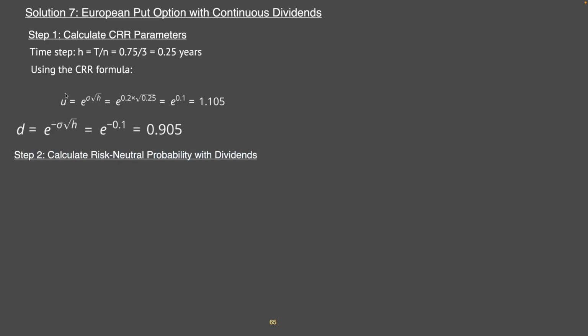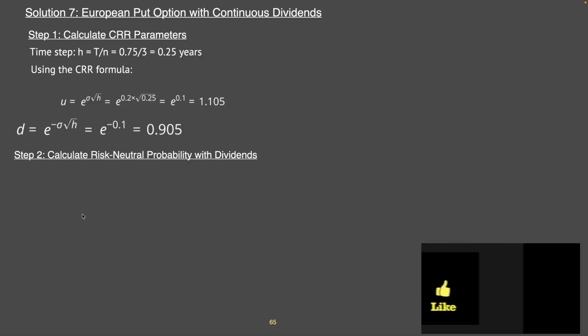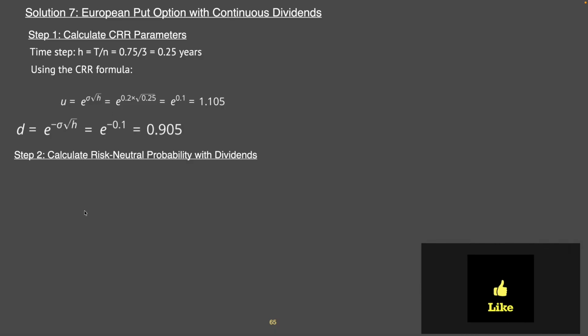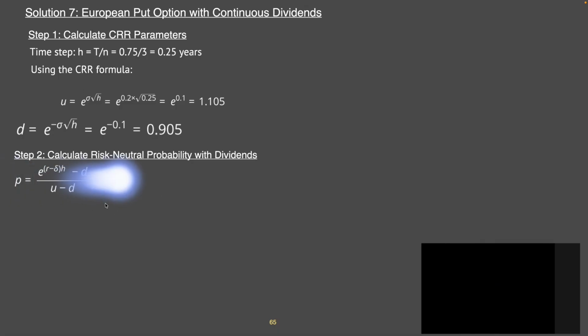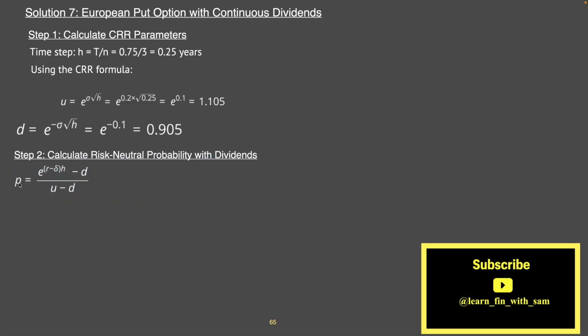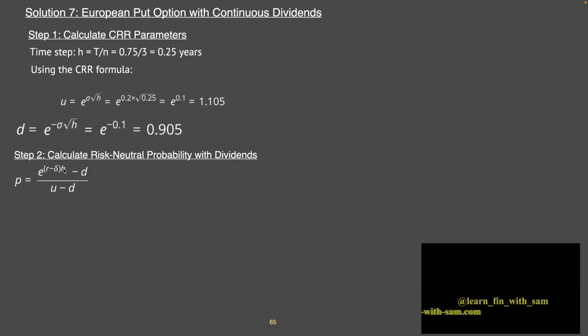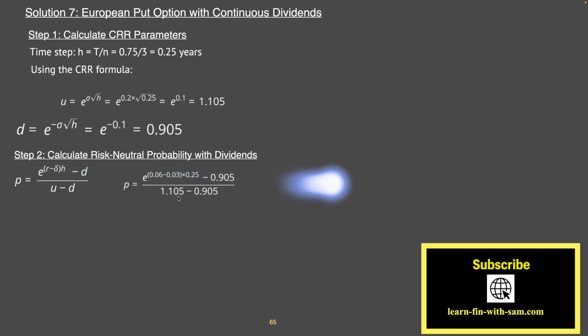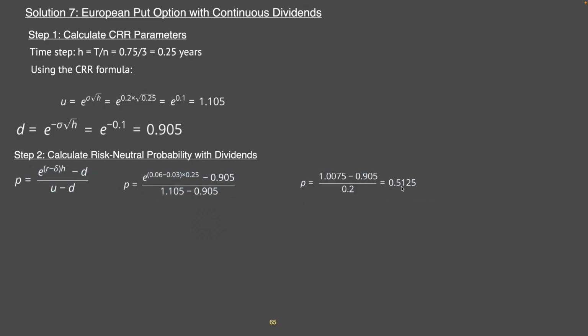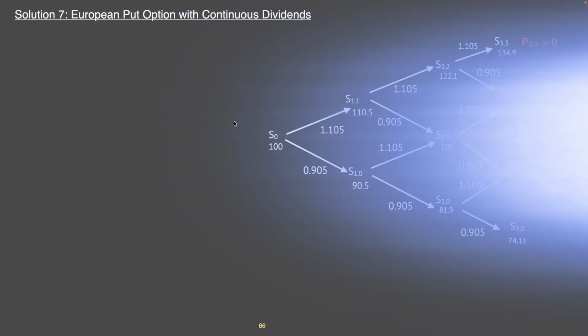Now we have the value of u, we have the value of d, we have the risk-free interest rate, we know capital T, which is 0.75. So we can easily calculate the risk-neutral probability with dividends, and we know the dividend yield is 3%. So what is the formula? The formula for the risk-neutral probability P is e to the power of (r minus delta) into h, minus d, divided by u minus d, which gives probability P as 0.5125.